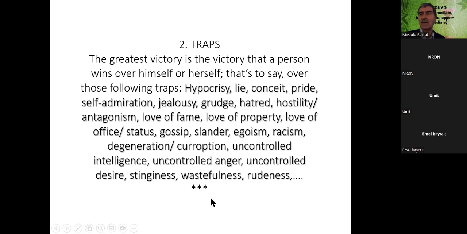Yes, we should be free from them. For example, we should be free from hypocrisy, but we should have the freedom of sincerity. We should have freedom from hypocrisy. We should have freedom of sincerity. Okay, so we should win. We should win over hypocrisy. We should win over lie. And this time, it is the greatest victory.